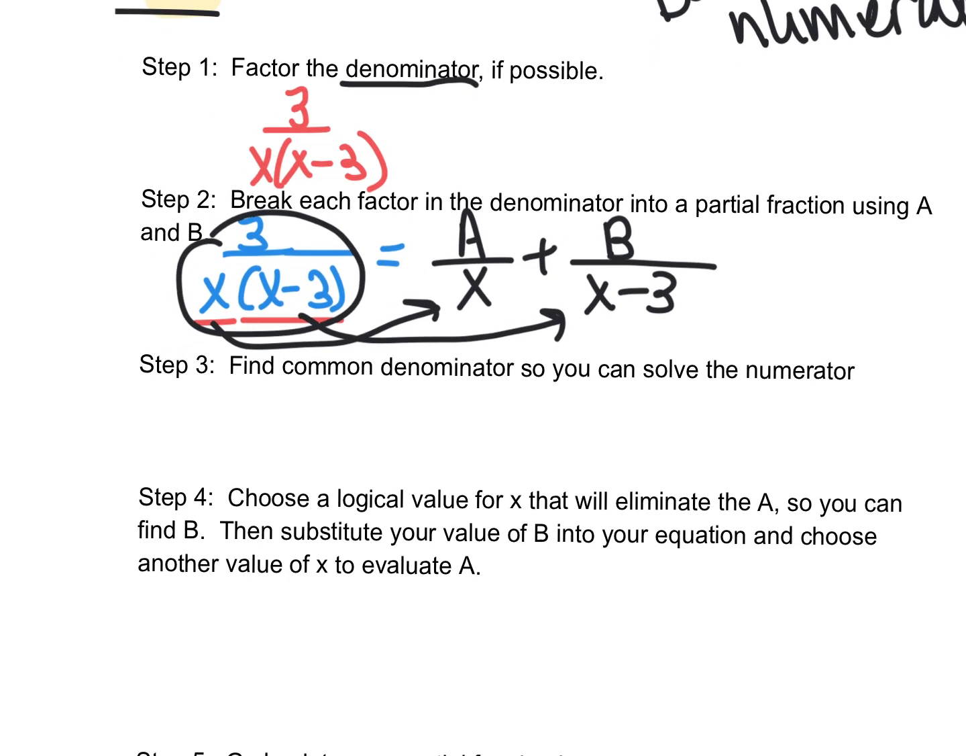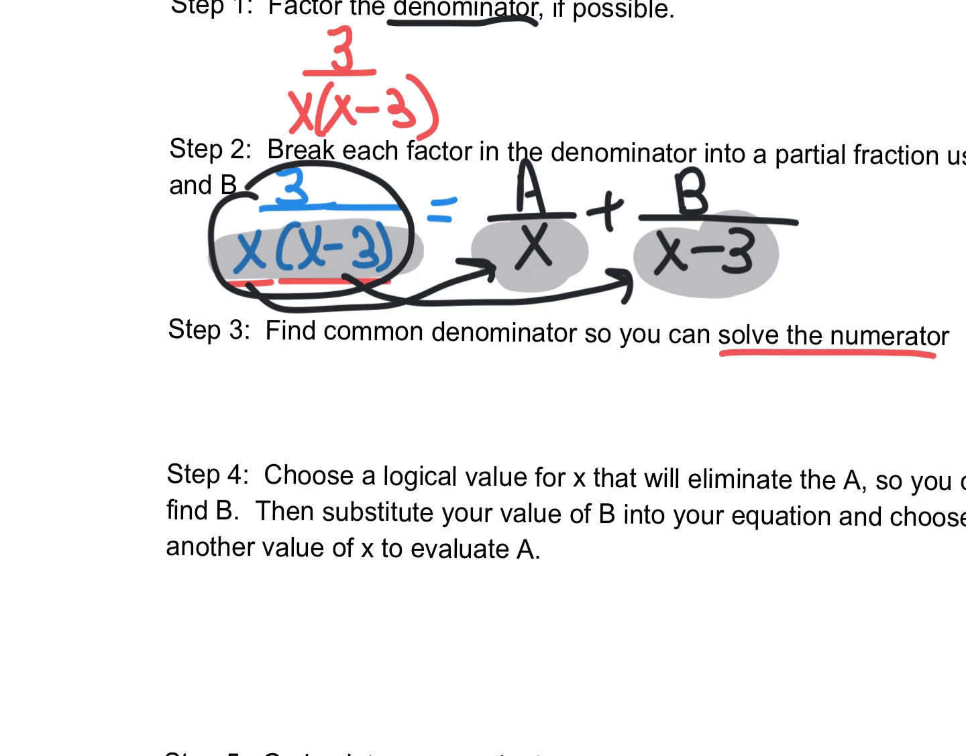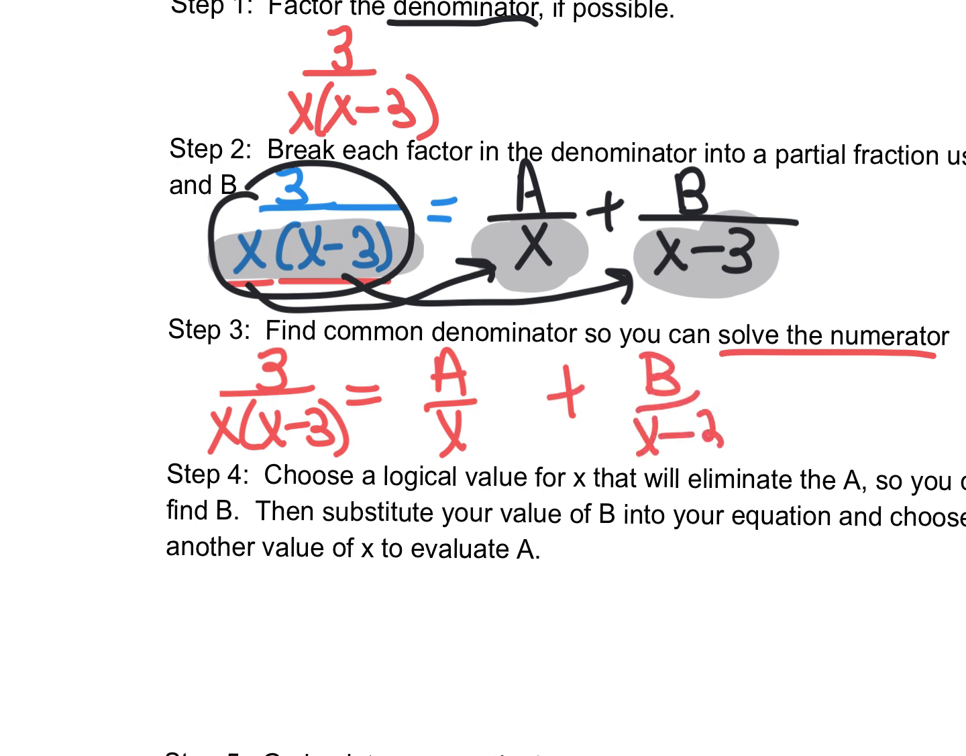Step 3, we are going to find the common denominator. We want all 3 of our denominators to be the same, because if you have all 3 of your denominators the same, that means that you can just solve the numerator. Okay, so we are just going to rewrite this here. We have x times x minus 3, and then we have a over x plus b over x minus 3.